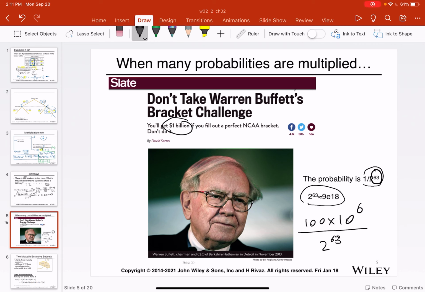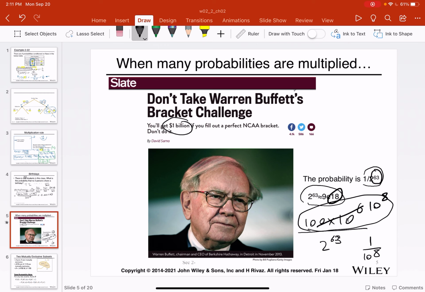And still it's a very small number, right? This is only 10 to the power 8, and here we have 10 to the power 18. So it's going to be almost 1 divided by 10 to the power 8, which is a very, very small number, almost zero. And that's if 100 million people play this game, which is not going to be the case. Many people don't have internet access.